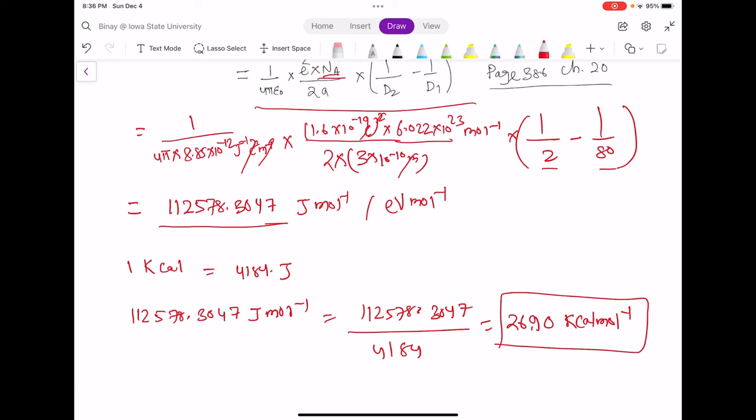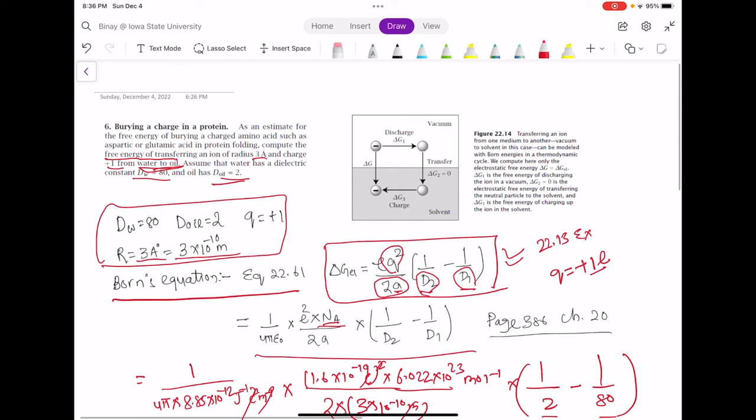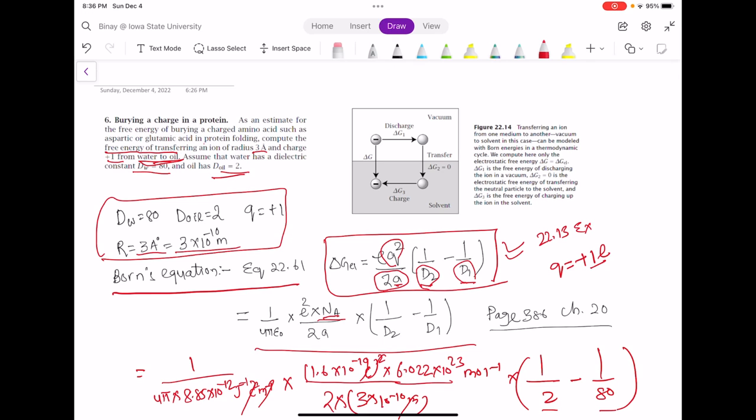So this is our delta G. The delta G of transfer is positive, which means it's not stable. That's why we always say that if a charged particle moves from water, which is a polar medium, to oil, then it becomes unstable. So it's always recommended to mix charged particles, charged proteins or charged amino acids like these in water, since they are miscible in water and immiscible in oil.